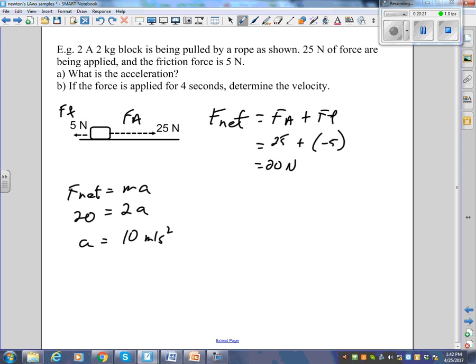So the acceleration is 10 meters per second squared. And now if the force is applied for 4 seconds, determine the velocity. Let's label this part B so that I know that you know what step we're doing here. Now we're going into velocity, and so now we're going to use a equals delta v over delta t.